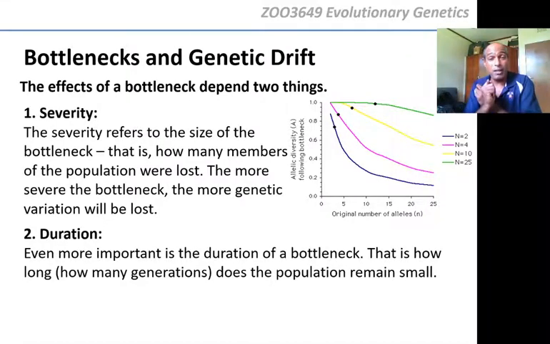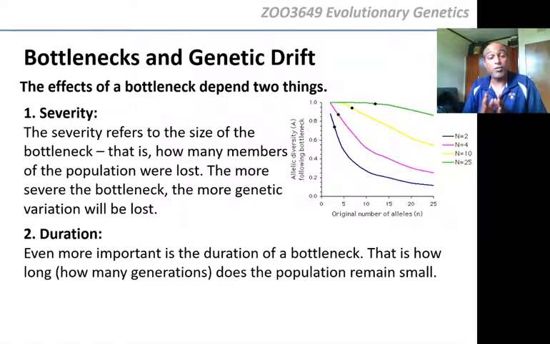So the severity of the bottleneck, the actual number, how many survive the bottleneck, so the number of founders, that's one thing that affects how badly the bottleneck affects genetic diversity. But the other thing, which is even more important, is how long the bottleneck lasts for. Okay? Because if you have a bottleneck of N equal to 25, even if you have 25 animals in the bottleneck, if it's staying for 10, 20 generations, genetic drift is going to hammer that population.